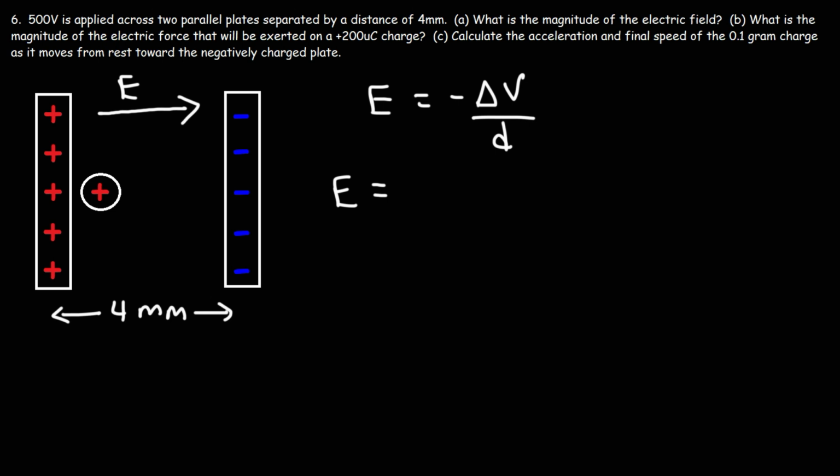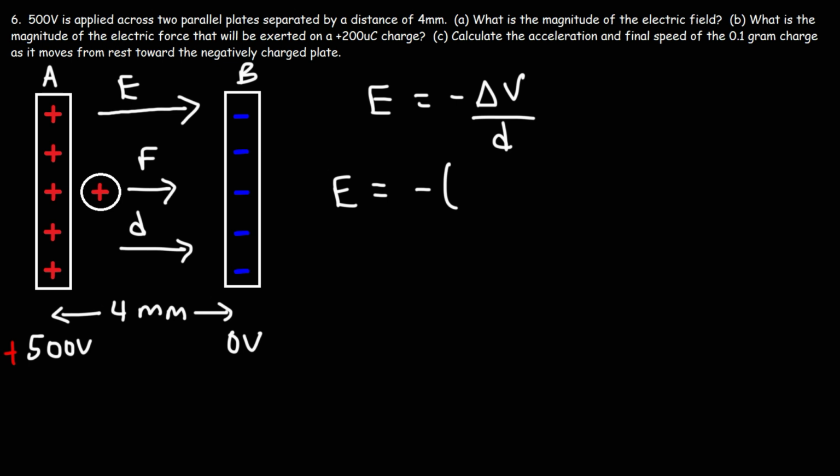So let's analyze that. Let's say this is point A and this is point B. The positive charge will feel a force that will accelerate it from rest to the negatively charged plate. So its displacement vector is going to be towards the right because it's going to be moving in that direction. Now the voltage is 500. So let's assign a value of 0 to the negatively charged plate, which means that the positively charged plate will have an electric potential of 500.